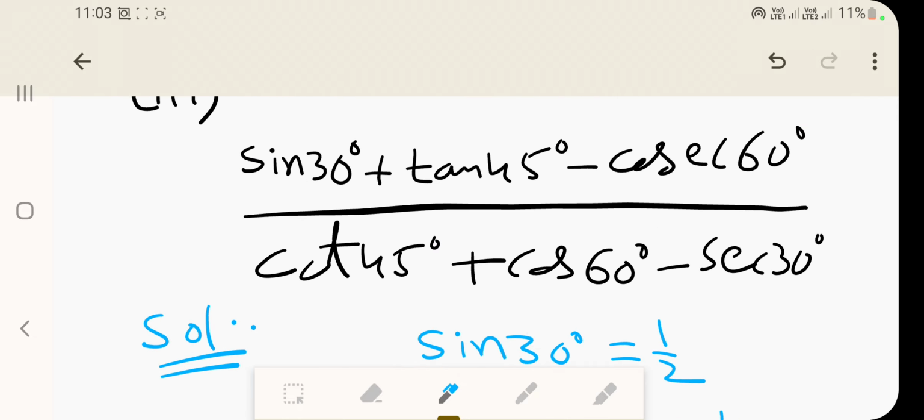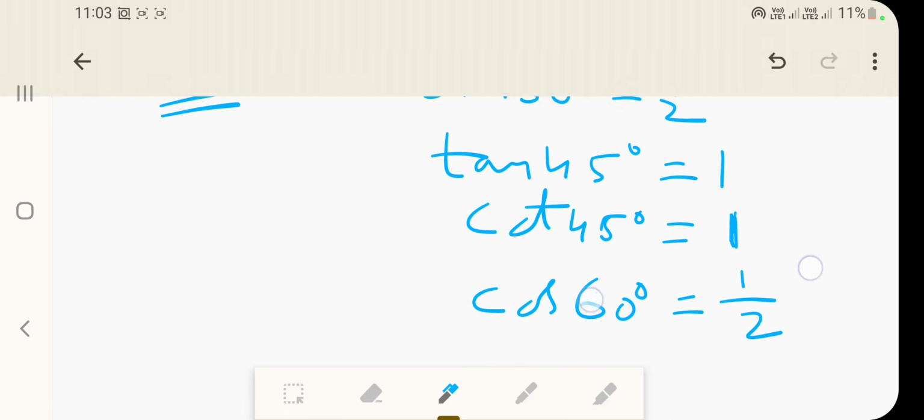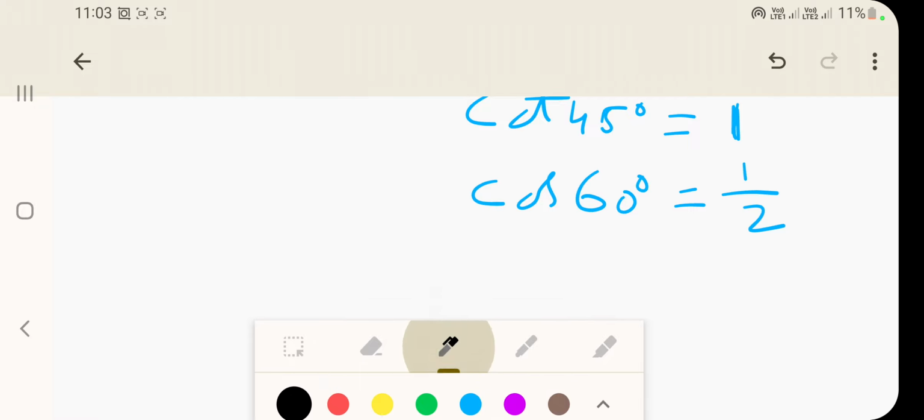So what are the values? We have to further calculate cosecant and secant. Secant 30 we need to calculate.